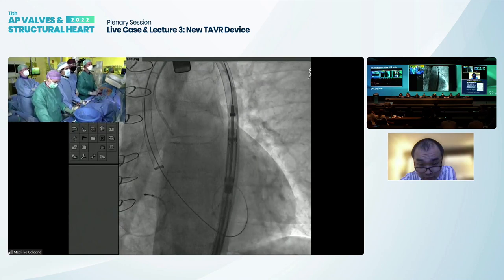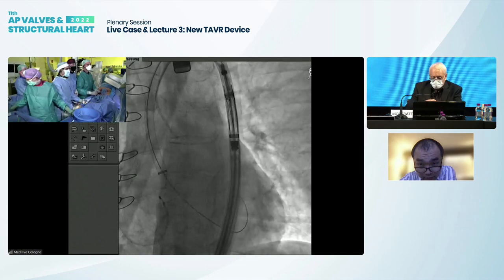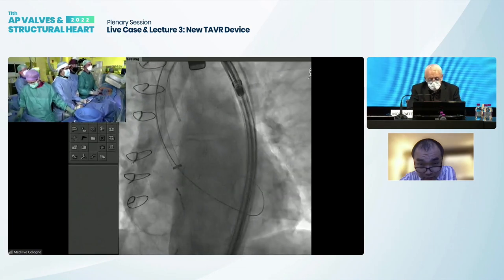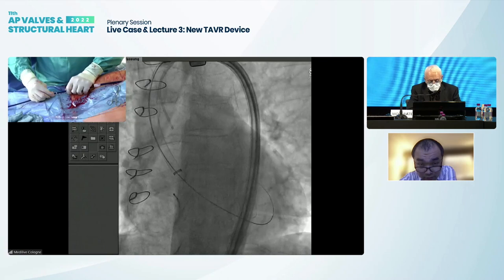So the three locators sit in the sinuses, and by that they have a natural alignment, commissural alignment. Exactly.